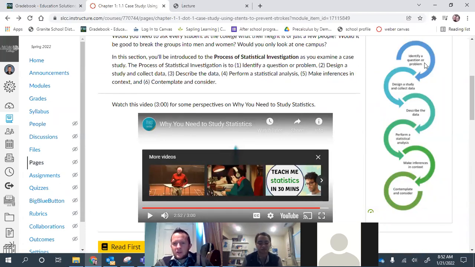Those are our six steps of how we're going to go about the statistical process. So the first step is identify a question or problem. Once we've done that, then we're going to design a study and collect data. Then we describe the data. We perform a statistical analysis, make inference in context, and contemplate and consider. So those are the six steps. And if you're filling in your notes, that's what you'd write down.